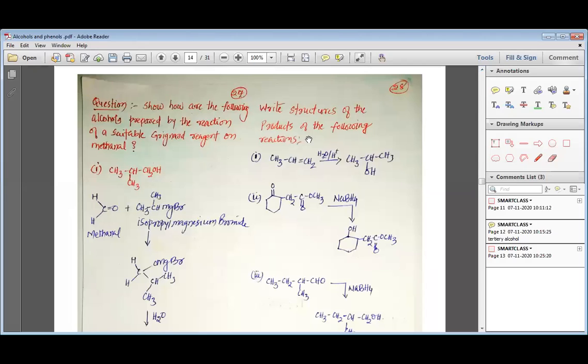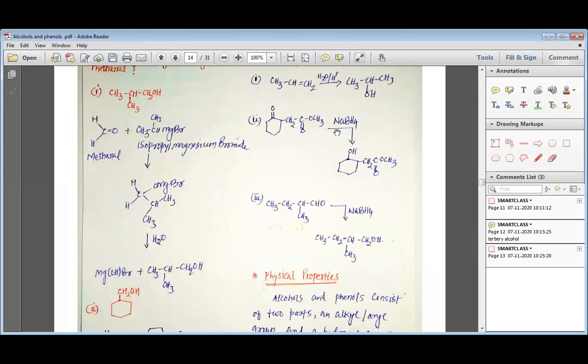Write the structures and products of the following reactions. You can see CH3-CH=CH2. This is 1-propene. When it is acid catalyzed, it gives us 2-propanol. Here we use a reagent, NaBH4. It is a reducing agent. It does not affect the group of the side chain, but it affects the ketone present on the cyclohexyl ring only, and it converts the ketone into alcohol.